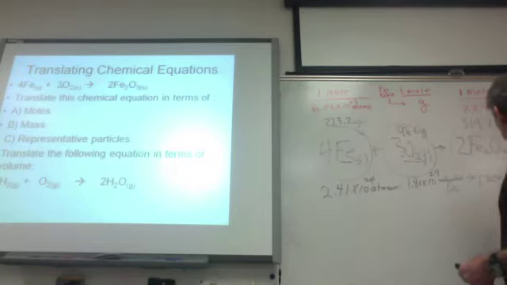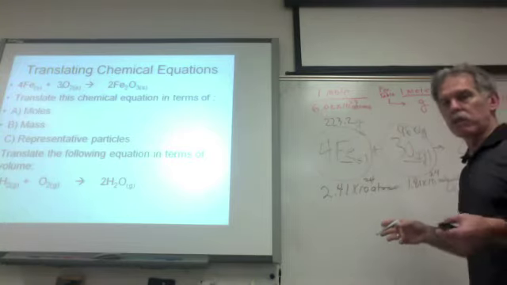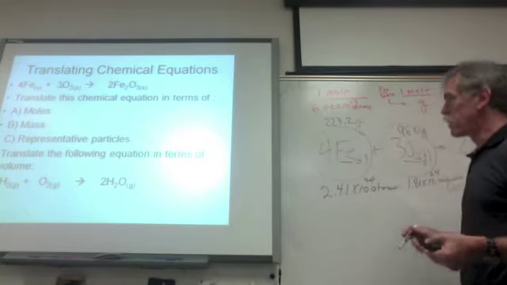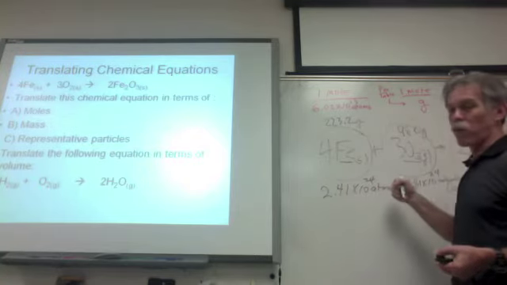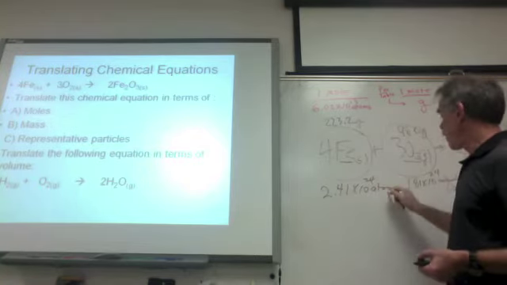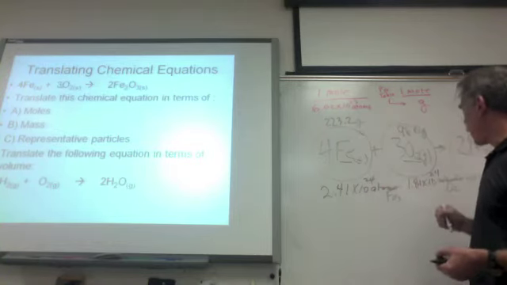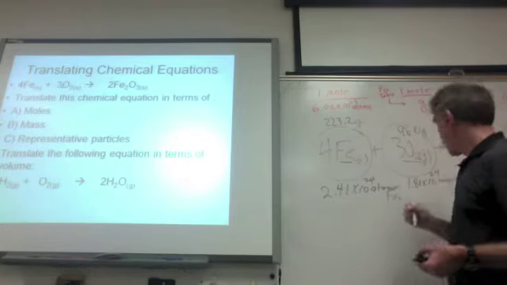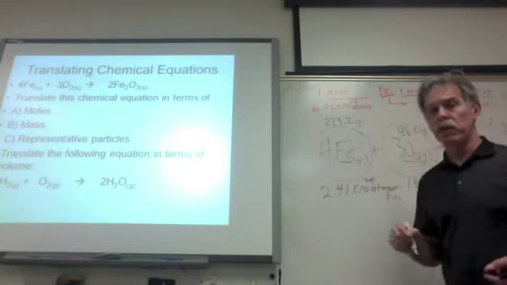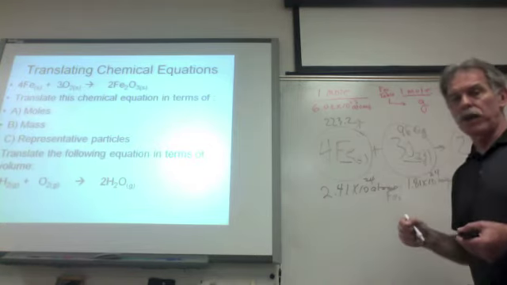3 oxide solid. So, to say all this at one time, now we're going to translate it in terms of representative particles. 2.41 times 10 to the 24th atoms of solid iron react with 1.81 times 10 to the 24th molecules of O2 to produce 1.20 times 10 to the 24th formula units of iron 3 oxide.